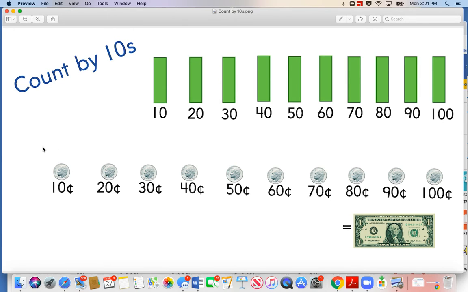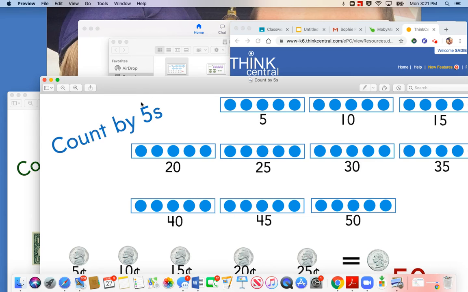Now, if we are looking at dimes, which equal 10 cents, we can do the same thing. We can count 10 cents, 20 cents, 30 cents, 40 cents, 50 cents, 60 cents, 70 cents, 80 cents, 90 cents, and 100 cents. Now, 100 cents is the same as $1. Okay, so there's counting by tens. Let's next count by fives.